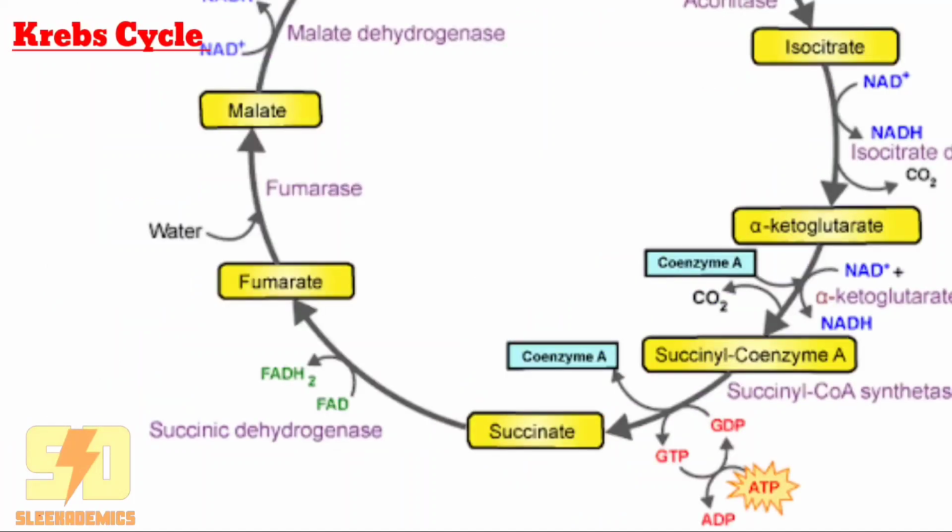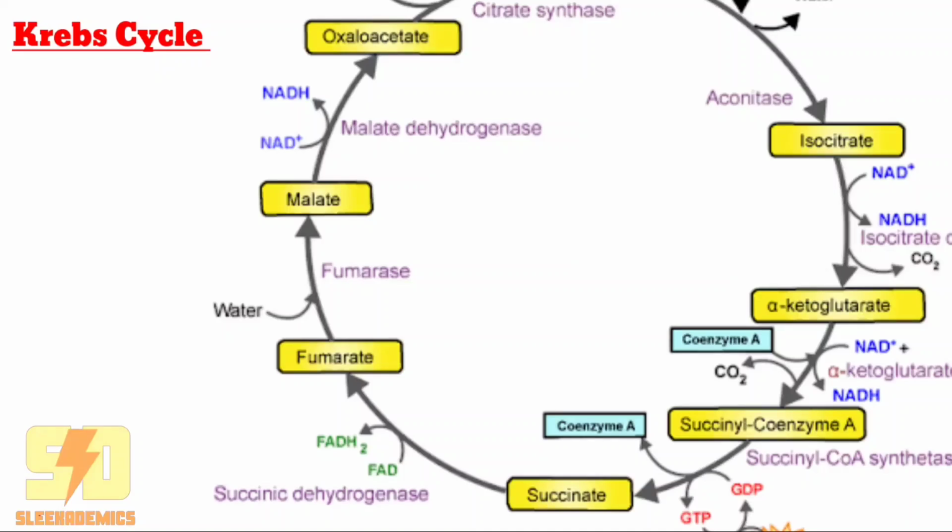Now, the succinate goes on to be converted to fumarate. Here, FAD is converted to FADH. Here, FAD simply means flavin adenine dinucleotide. And this process is facilitated by an enzyme known as succinic dehydrogenase.